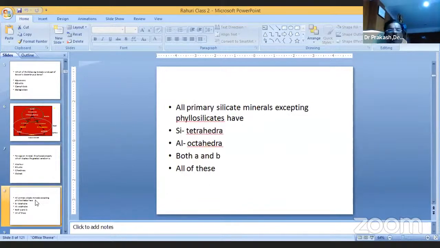Next question: all primary silicate minerals excepting phyllosilicates have silica tetrahedra, aluminum octahedra, both A and B, or all of these. I just leave it for you, one of you can quickly answer me.